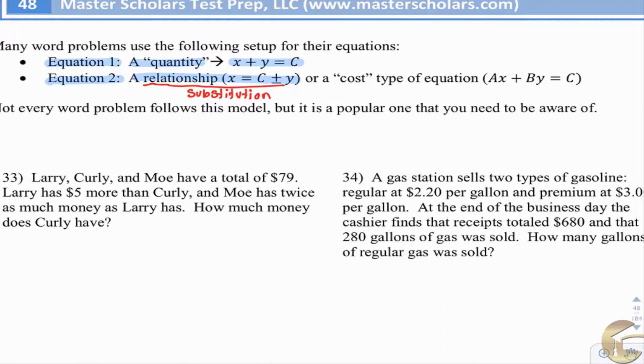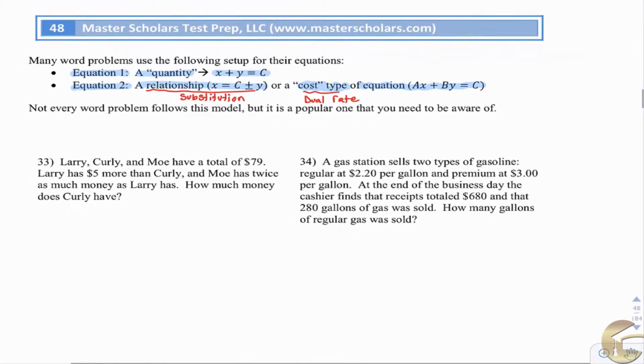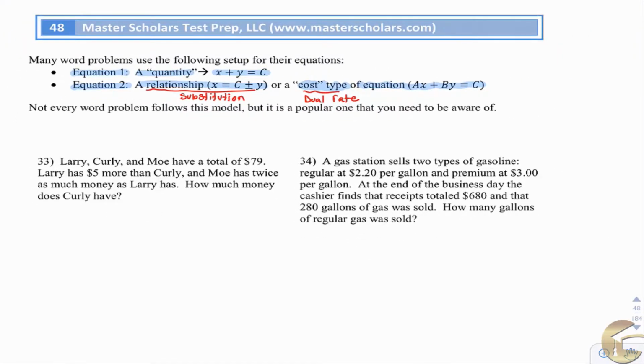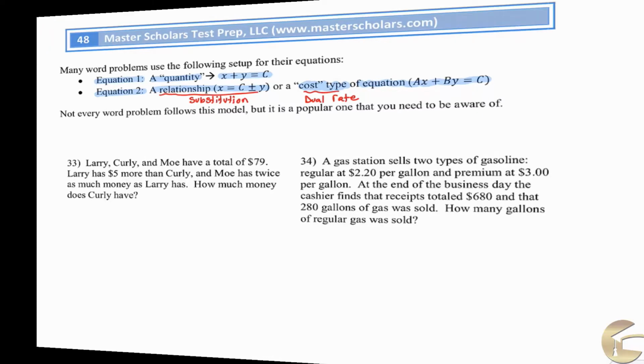And the third type, I call it a cost type of equation. It's also called a dual rate or a standard form equation. So you're going to see 2 separate rates. I say cost because usually when you have this type of equation, it's representative of 2 costs of different types of items, but it can be something different as well. So don't try to pigeonhole it into just that one scenario. So anyway, those are the 3 types of equations. Make sure you're aware of those 3 types and you can recognize them within a problem. So with that, let's go ahead and try 33 and 34.